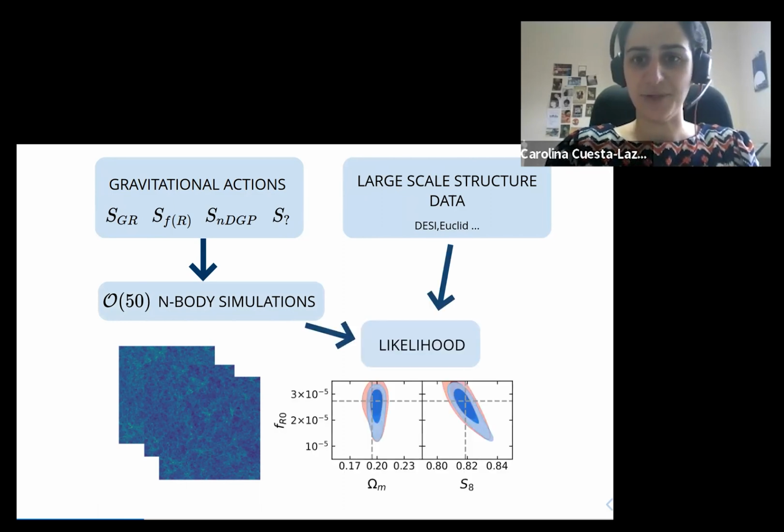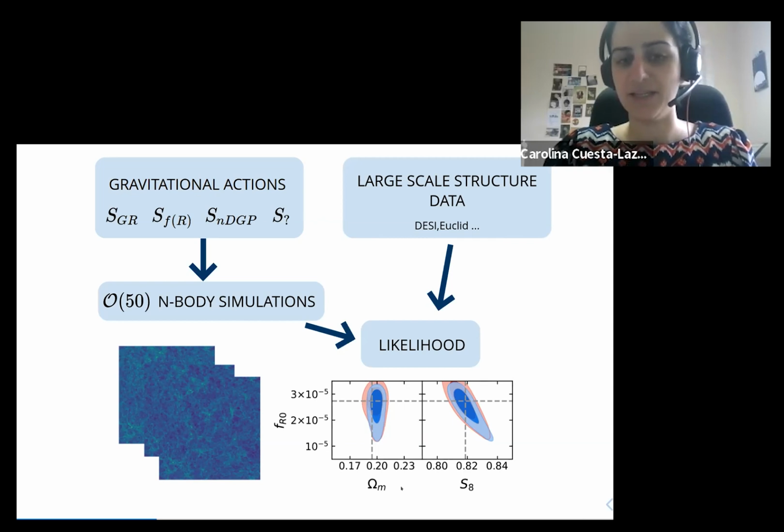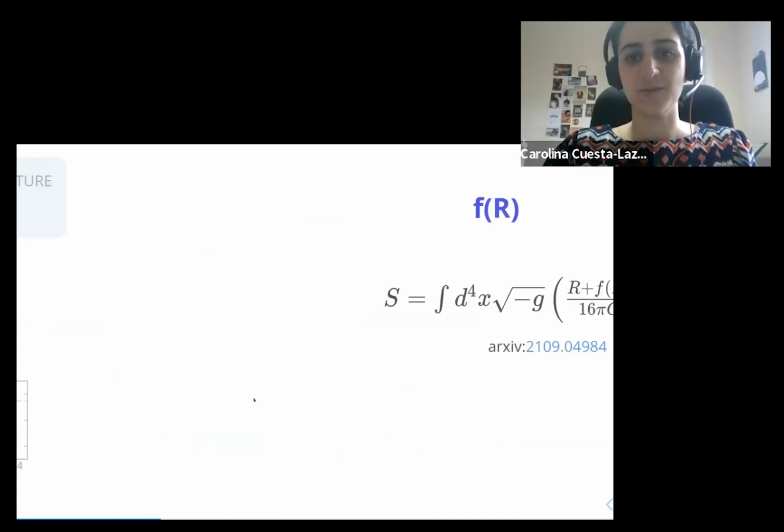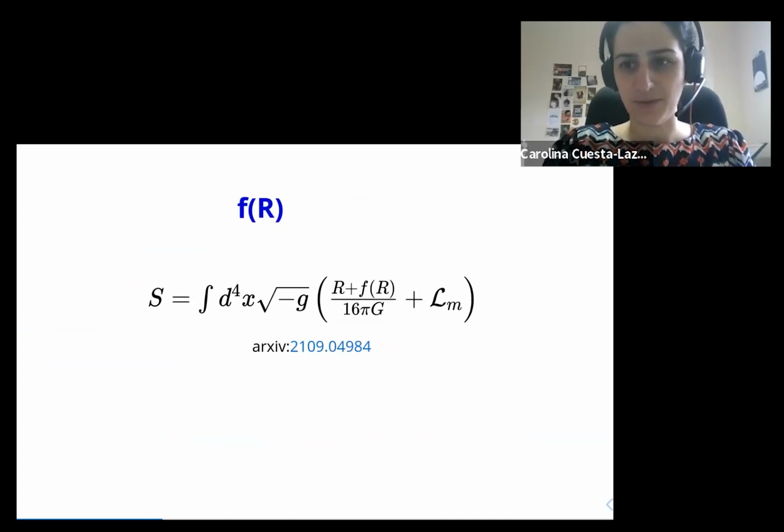The idea is that we will combine these n-body simulations with the data to produce likelihood estimates that will allow us to get the posterior for both the cosmological parameters. You can see here an example for the FFR theory, in which you have omega matter and sigma 8 and constraints on the modified gravity parameter. So that's the main idea. In this particular talk, I'll be looking at two examples. So there'll be two models of gravity that we'll consider.